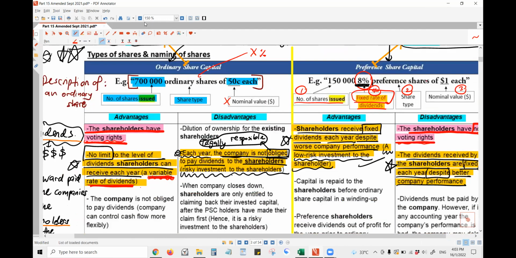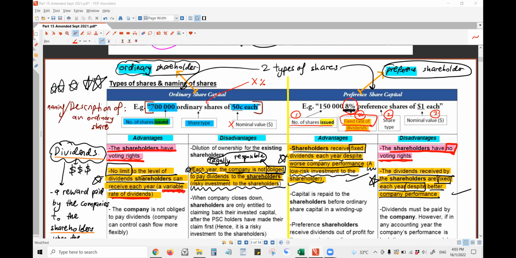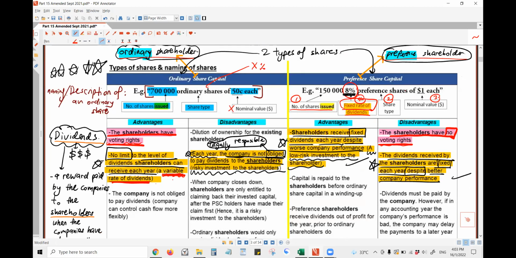And then we talk about two types of shares, ordinary shares and preference shares. And we talk about when you buy ordinary share, you become ordinary shareholder. When you buy preference share, you become preference shareholder, right? These are what we went through last week. And we also talk about the dividends. Dividends received by ordinary shareholders are variable. And for preference shareholders, dividends gotten by them are fixed. Okay, they receive fixed dividends.